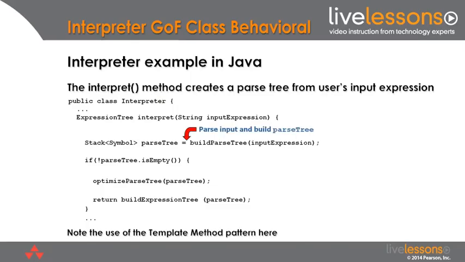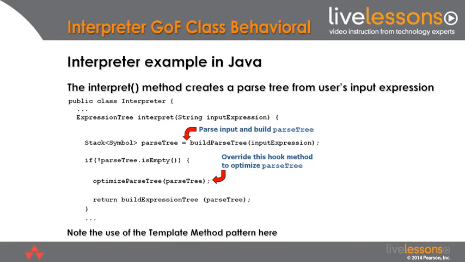The first one, build parse tree, parses the input and creates a parse tree. Assuming anything is actually created, the optimize parse tree method, which is optional, can be used to optimize the parse tree, perhaps reducing common sub-expressions, constant folding, other kinds of operations that might be very useful. And then the final hook method is something called build expression tree. And this takes the output of optimized parse tree and creates an expression tree from it.